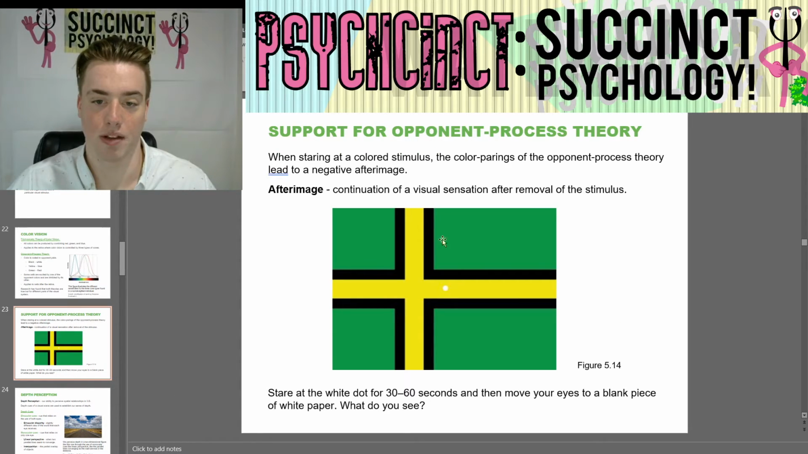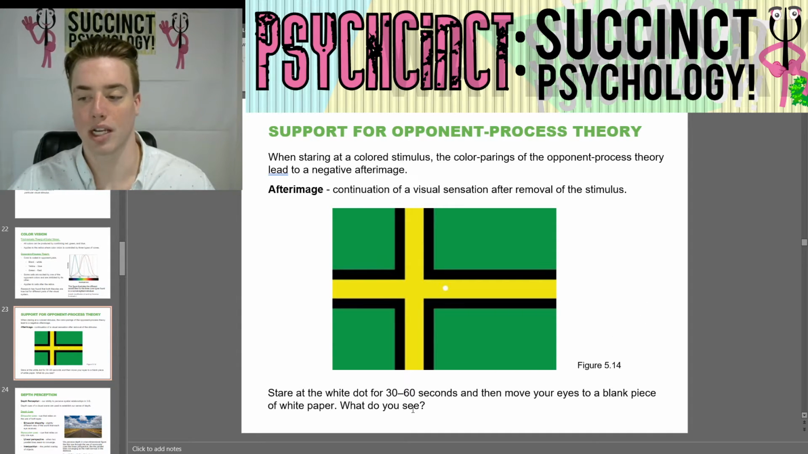Now, here we have support for the opponent process theory. When staring at a colored stimulus, the color pairings of the opponent process theory lead to a negative afterimage. An afterimage is a continuation of a visual sensation after removal of the stimulus.